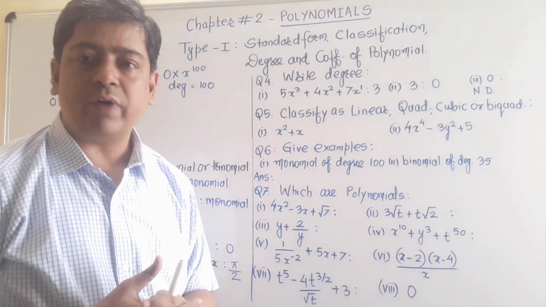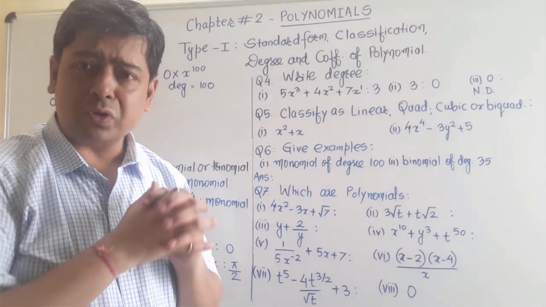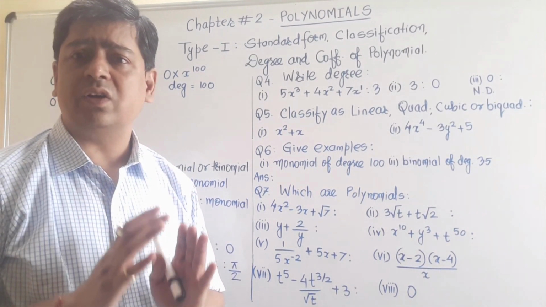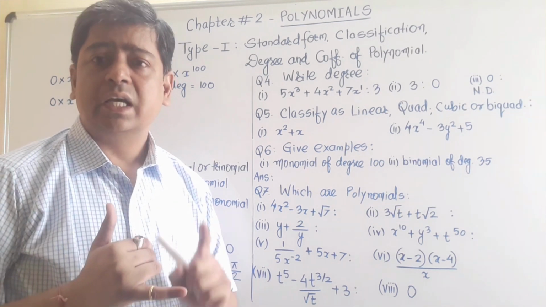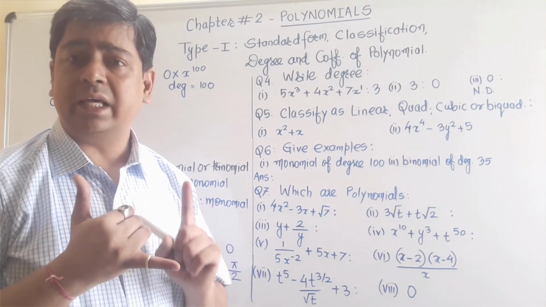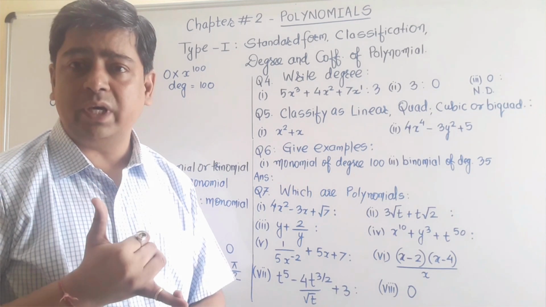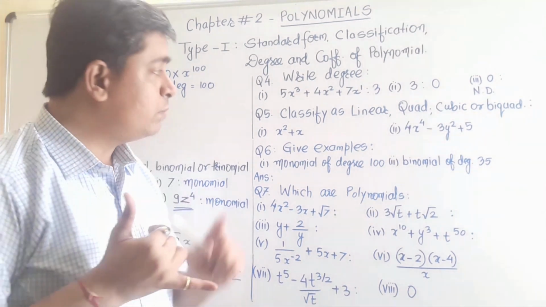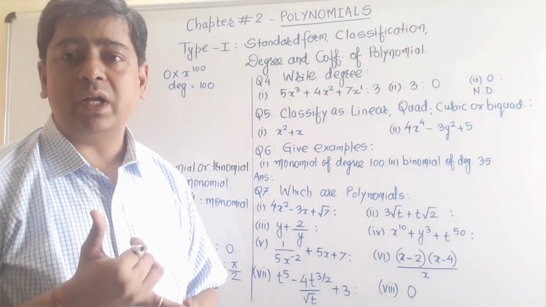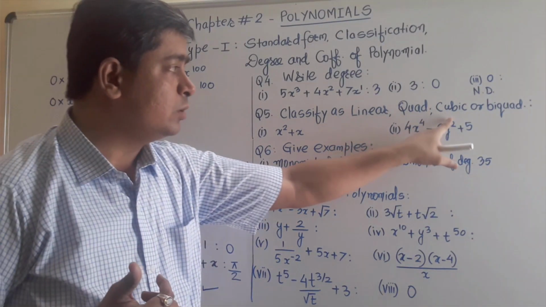Question number 5 says: classify as linear, quadratic, cubic or biquadratic polynomial. We have done the classification of polynomials in two ways. One is based upon their number of terms: if the number of terms is 1, it is called a monomial; 2, a binomial; 3, a trinomial. But there is one more classification according to the power of the variable in a polynomial. We can decide whether it is linear, quadratic, cubic or biquadratic.